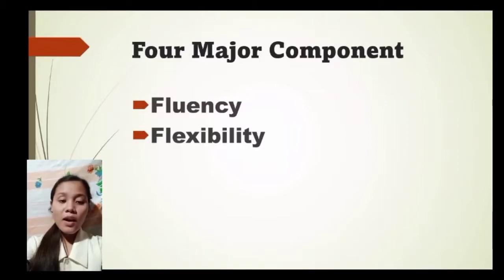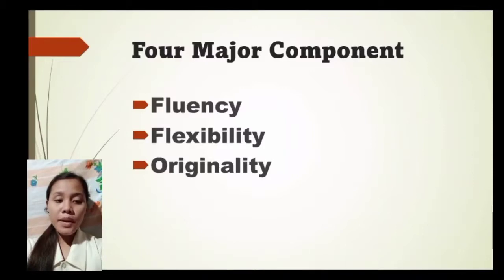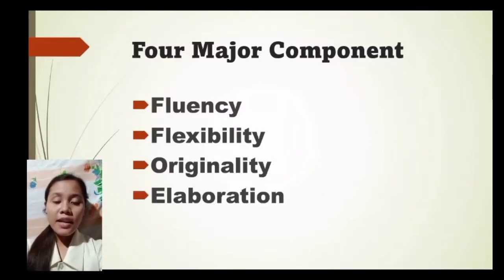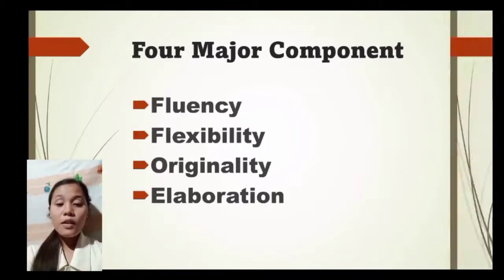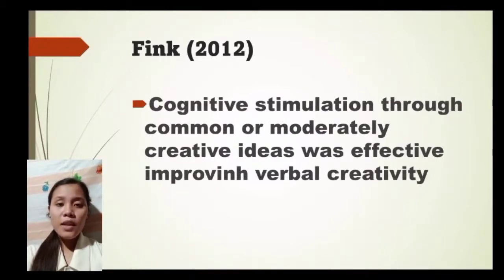Third, we have originality. It is the aspect of created or invented work and is about the statistical frequency of responses related to the task compared to the other ideas. And last, we have elaboration. It is the ability to expand the ideas and the details and the ability to create an accurate plan. Fink in 2012 explains that cognitive stimulation through common or moderate creative ideas was effective in improving verbal creativity.